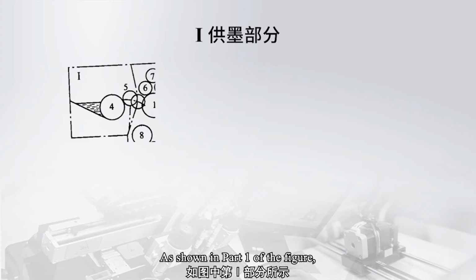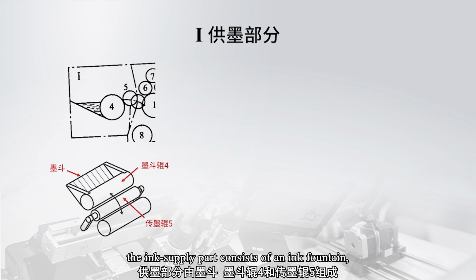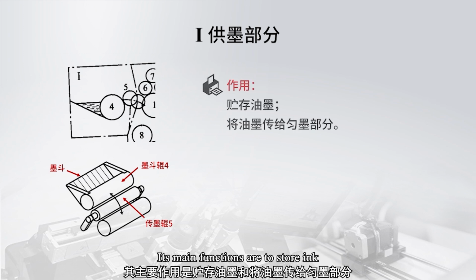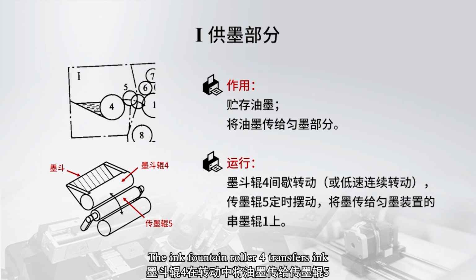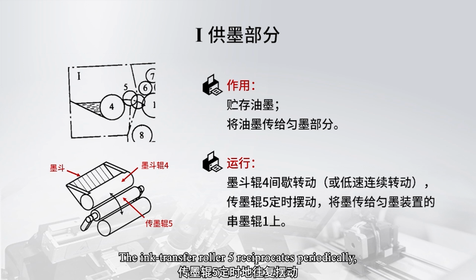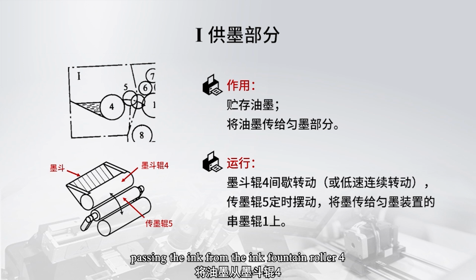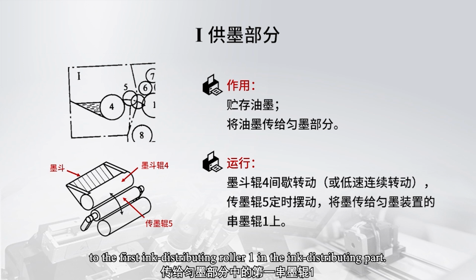As shown in part 1 of the figure, the ink supply part consists of an ink fountain, an ink fountain roller 4, and an ink transfer roller 5. Its main functions are to store ink and transfer it to the ink distributing part. The ink fountain roller 4 transfers ink to the ink transfer roller 5 during rotation. The ink transfer roller 5 reciprocates periodically, passing the ink from the ink fountain roller 4 to the first ink distributing roller 1 in the ink distributing part.